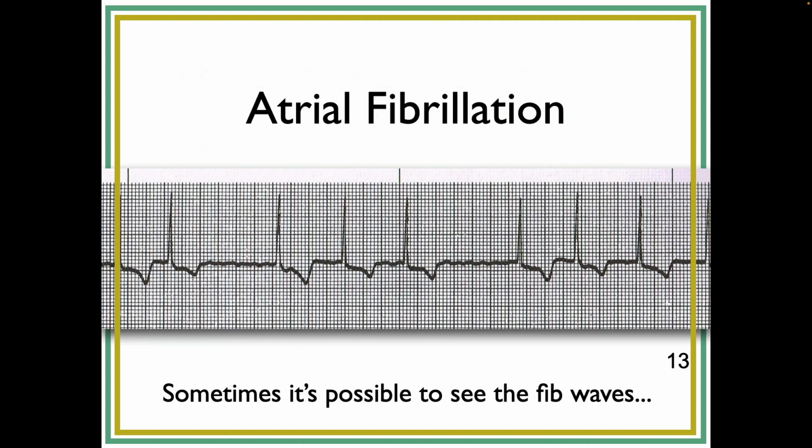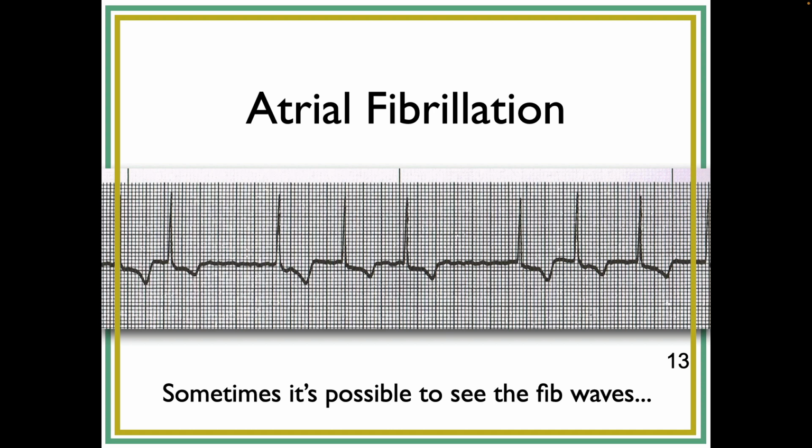Okay, here's AFib. Again, the characteristic of AFib is that it's irregularly irregular. It's random, no pattern. There are no clear P waves. In this case, we see the fib waves, these little bumps, which is helpful, but you cannot depend on the presence of fib waves to identify AFib because they don't always show.